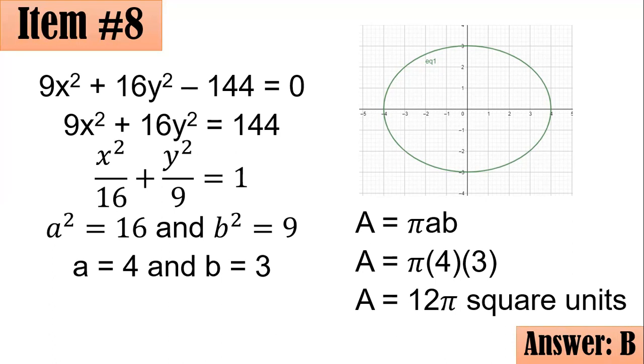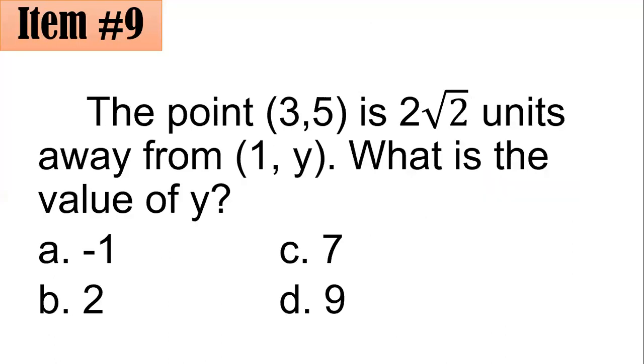Number 9. The point (3, 5) is 2 square root of 2 units away from the point (1, y). What is the value of y? Is it negative 1, 2, 7, or 9?